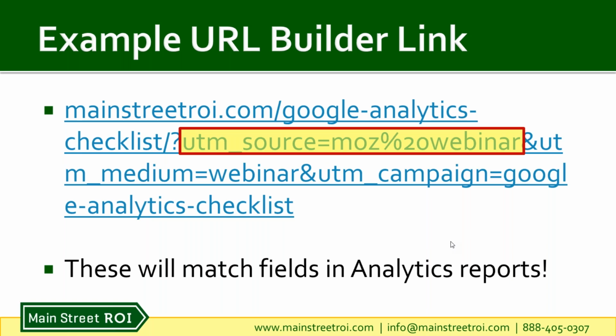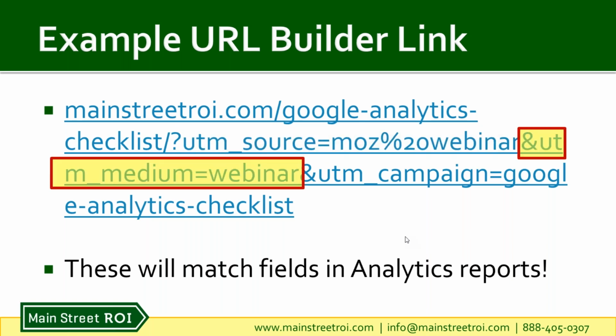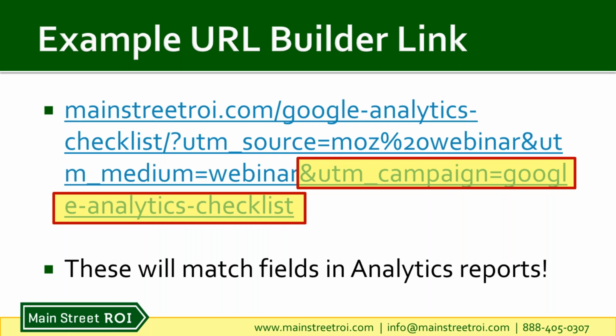track traffic from that particular webinar. You can see UTM medium equals webinar, so we know that it came from this marketing channel, which I'm calling webinar. And we can see the campaign, UTM campaign, Google Analytics checklist. And the most important point of all this is that those fields, those names, the source, the medium, and the campaign, those are all now going to be in your Google Analytics reports.